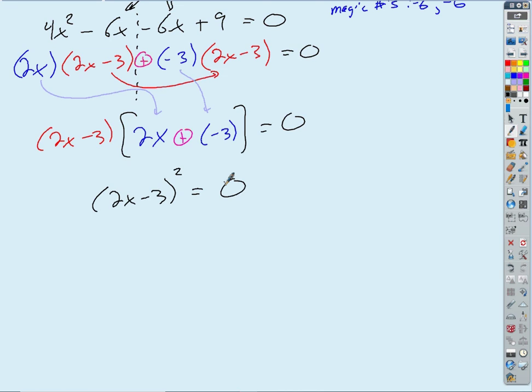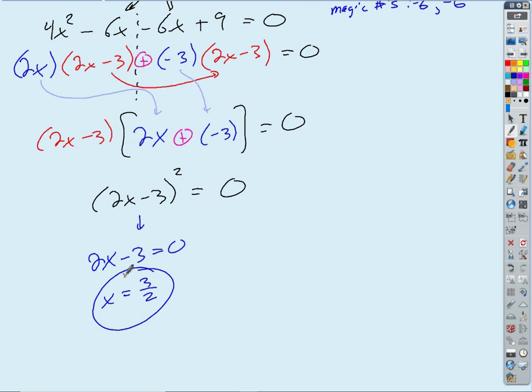So what this means is that if I've got some factored expression that's equal to 0, the only way that could happen is if one or more of the factors are equal to 0, right? So the only way that 2x minus 3 squared could equal 0 is if 2x minus 3 equals 0. Agreed? So we know that in this case there's only one solution, and the solution is what we get when we set 2x minus 3 equal to 0. Well, I add 3 and divide by 2, and I get x equals 3/2, right?